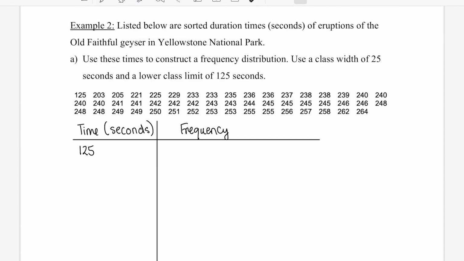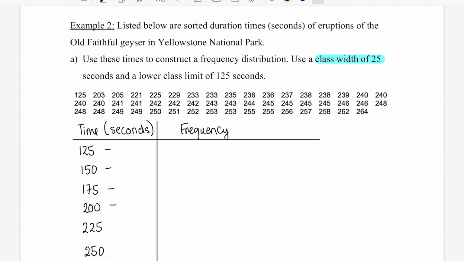What I am going to do is go ahead and list out all of the lower class limits by taking 125 and keep adding the class width, which is 25. 125 plus 25 is 150, plus 25 is 175, plus 25 is 200, plus 25 is 225, plus 25 is 250.